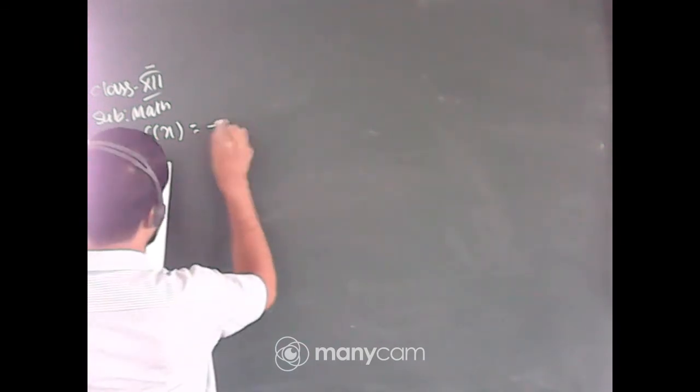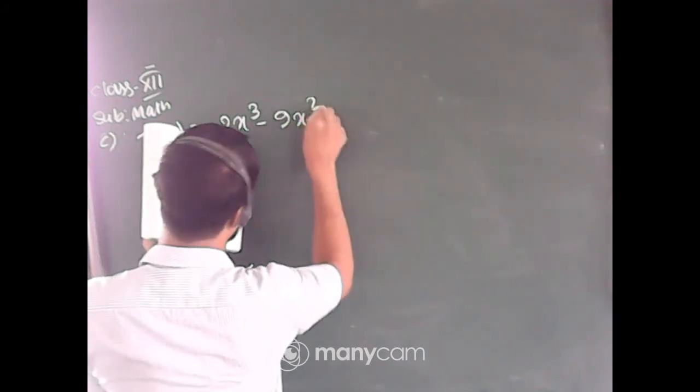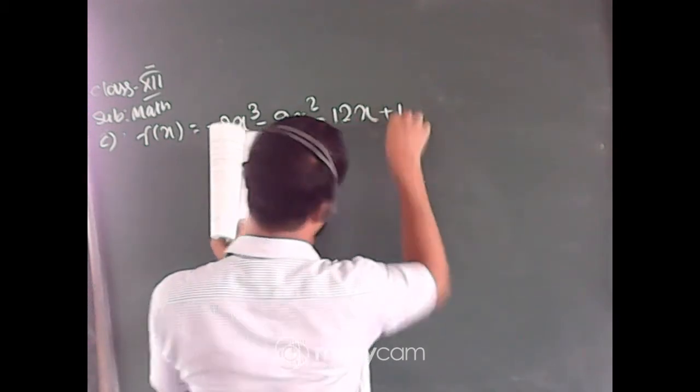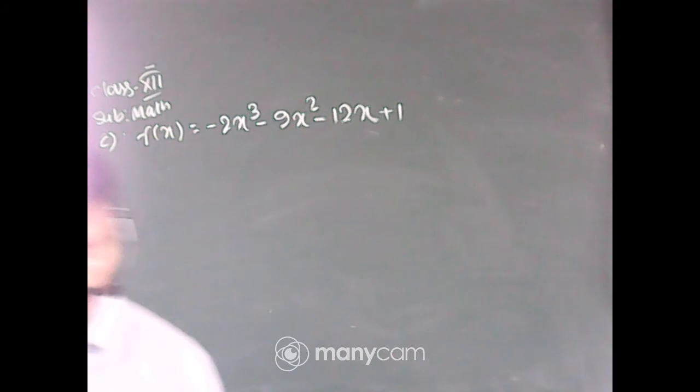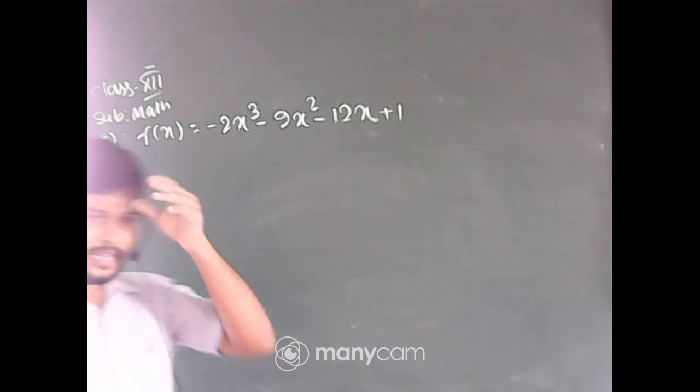Write the question, try to find out the critical points. Okay, so here the function is f(x) equal to, this is minus 2x cube minus 9x square minus 12x plus 1. Okay, this is the function. We have to find out the interval in which the function is increasing and the function is decreasing.